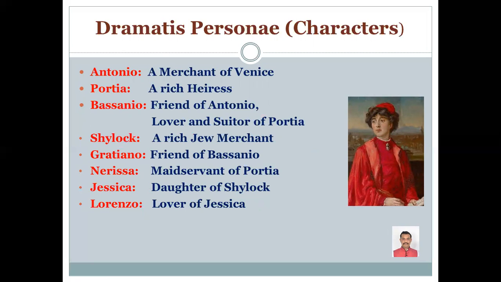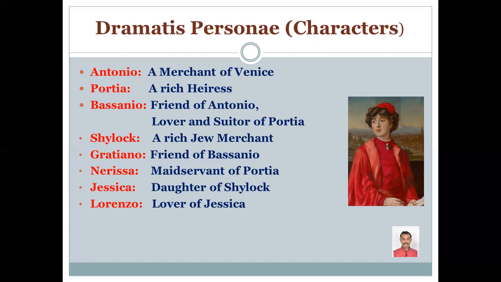As we all know, in the tragedies of William Shakespeare, the male characters are of much importance, but in the comedies of William Shakespeare, the female characters are more important than the male ones, and the drama revolves around those female characters. So in this drama, the central character is Portia. Portia is very beautiful, very gorgeous. She is a rich heiress, and she has inherited a large amount of property from her dead father.